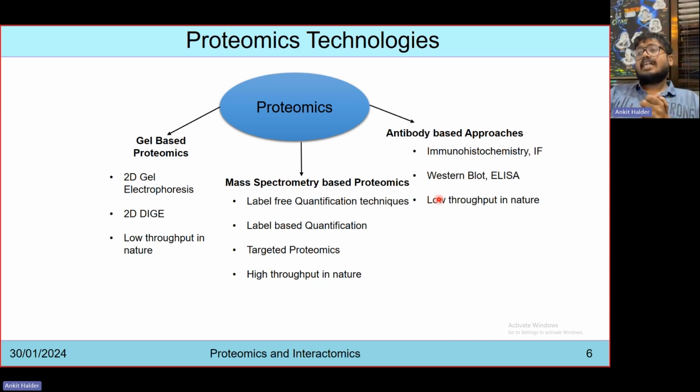The next is antibody-based approaches, which include immunohistochemistry, immunofluorescence, Western blot, ELISA. Again, these are low throughput in nature. Not only low throughput, they are labor intensive, and second, not so cost effective. You need to raise an antibody against the particular protein you are targeting, and only then can you perform the experiment and get the final result, whether that particular protein is present or not, or how much is present.